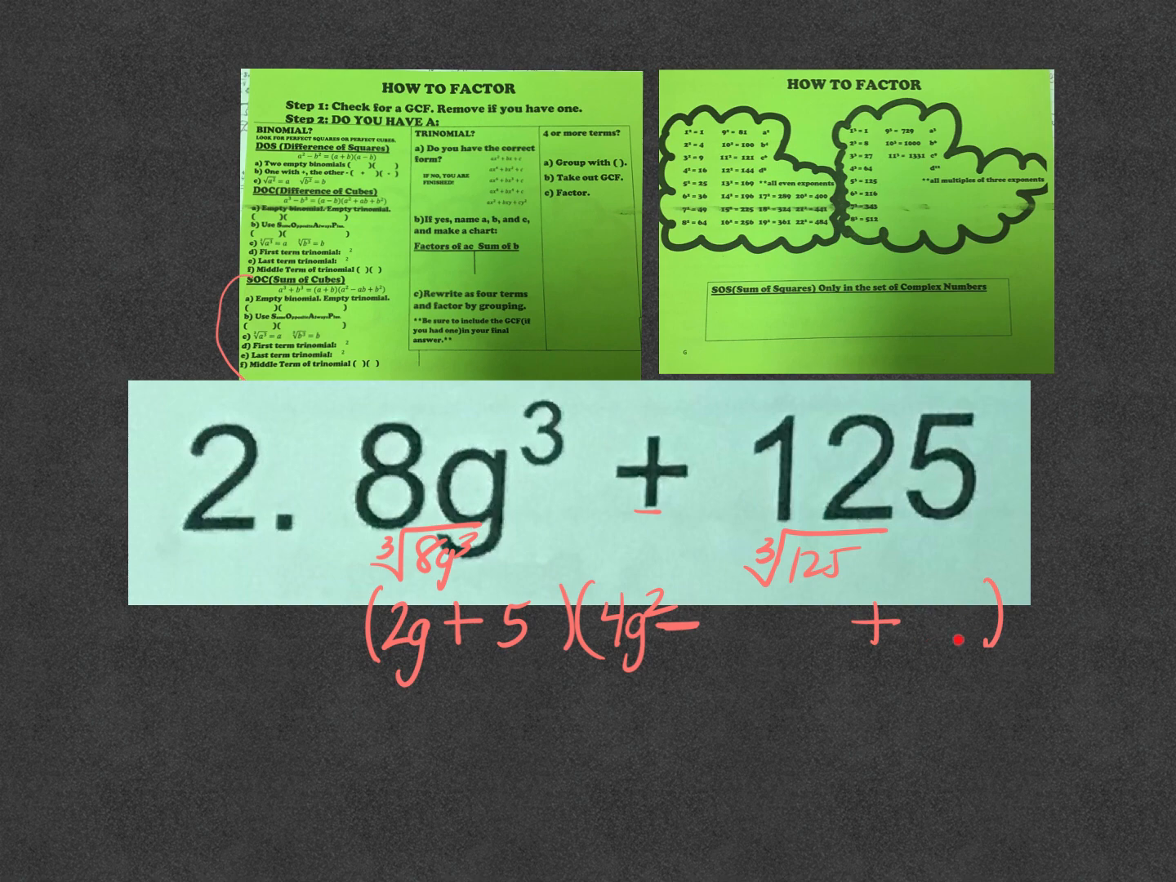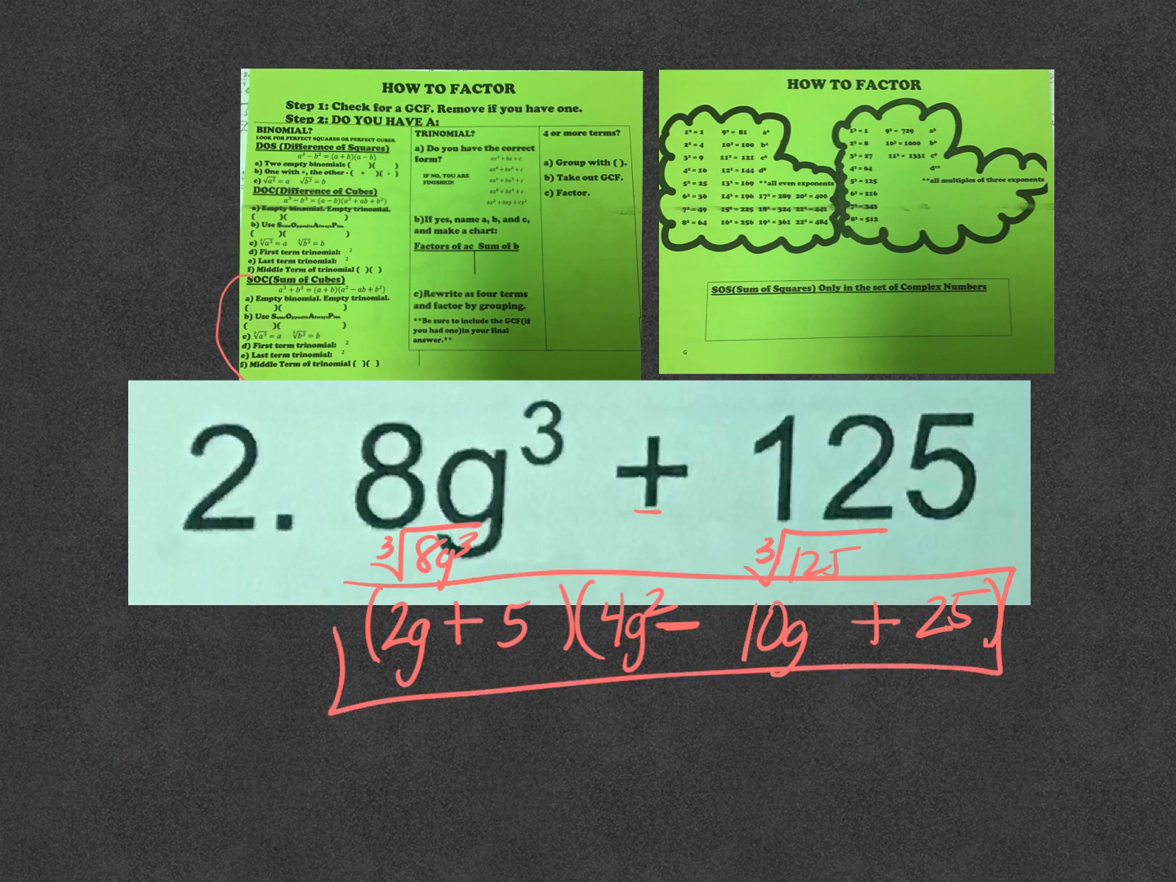To find out what goes here, you square this term. 5 squared goes here, but don't write 5 squared, write 25. To find out what goes here, you multiply a times b. 2g times 5 is 10g. And that's it. That's the answer.